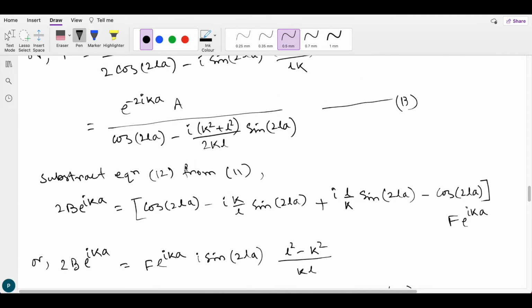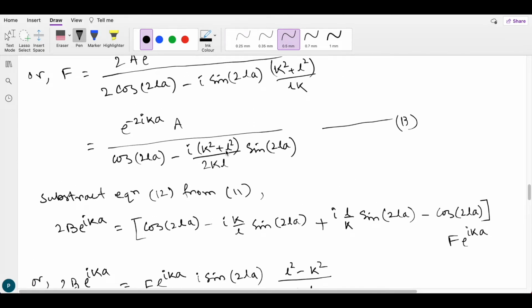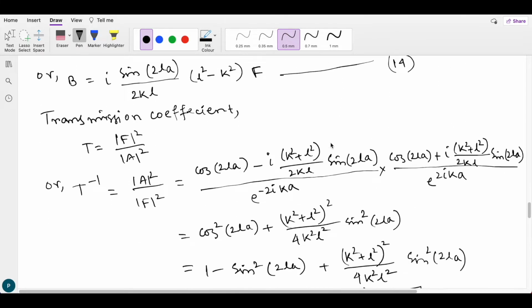So from equation 13 we have the equation of f in terms of a. So from here we can see that a by f equals cos 2la minus i into (k square plus l square) by 2kl into sin 2la by e to the power minus 2ik. I have just written that here in the first part. We know how to square a complex number. That is, if z is a complex number, then z square is nothing but z into z star, where z star is the complex conjugate of z. I am just doing that here.